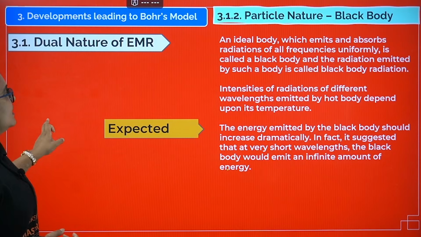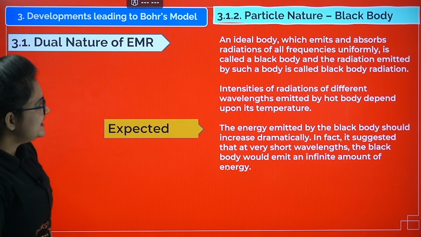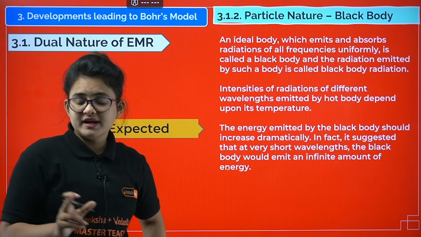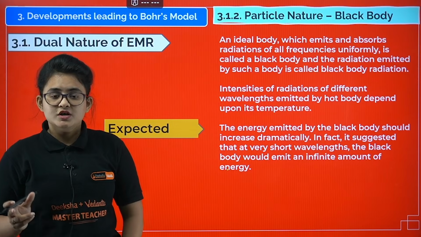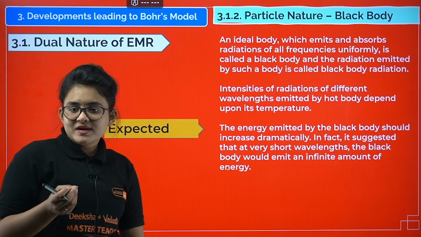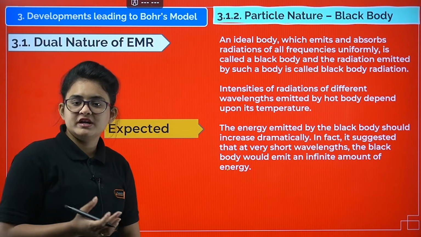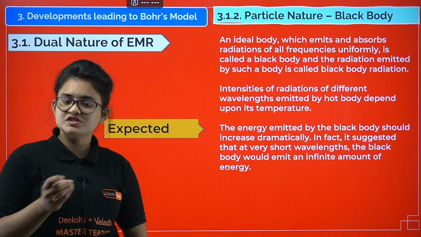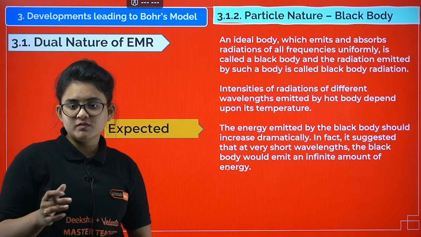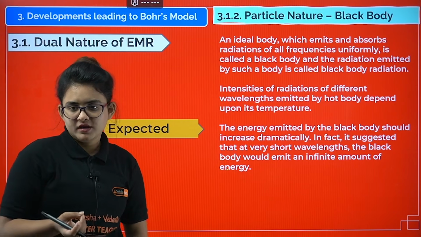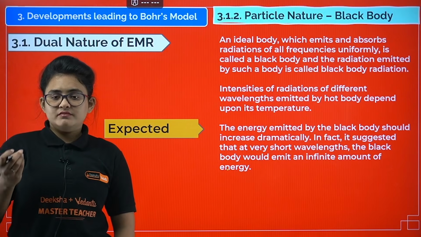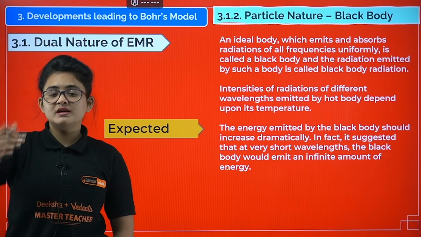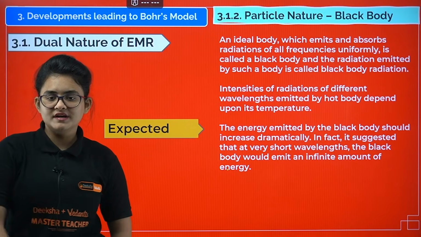Let's go ahead. Here we are going to discuss the particle nature. First is the black body. An ideal body that emits and absorbs radiations of all frequencies uniformly is called a black body. And the emission radiated by a black body is called black body radiation.